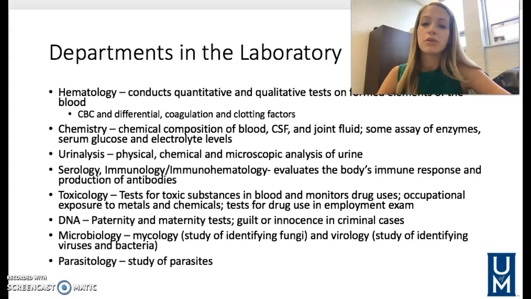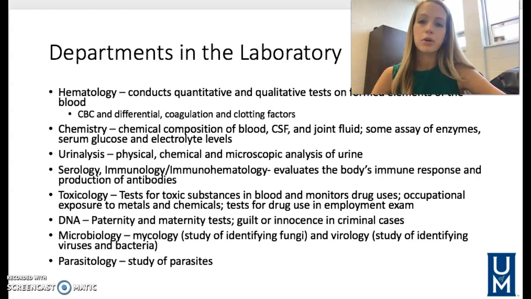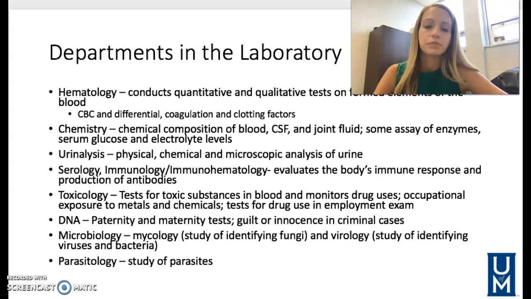Also cerebral spinal fluid, that's what you'll see, that CSF, and joint fluid. So they look at those different electrolytes, different glucose levels and enzymes. So they're dealing with the chemistry of these specimens. You have a urinalysis department. They look at all of the ongoings with urine, physical, chemical, and microscopic.